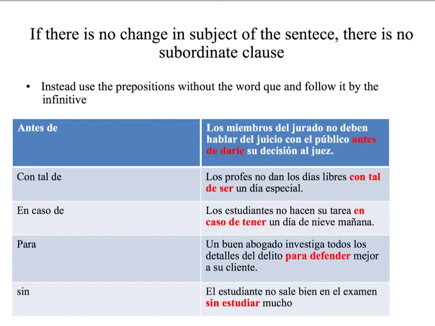If there is no change in the subject of the sentence, there is no subordinate clause. So instead, use prepositions without the word que and follow it with the infinitive. This says, los miembros del jurado no deben hablar del juicio con el público antes de darle su decisión al juez, because there is no change in subject. The subjunctive is not needed, and we use the infinitive instead. All of these are examples of that. I hope that you can see the con tal que, en caso de, para, and sin. That would be this one down here. When I make these fancy little charts, sometimes they don't always translate so well.